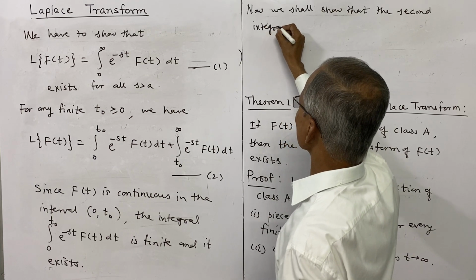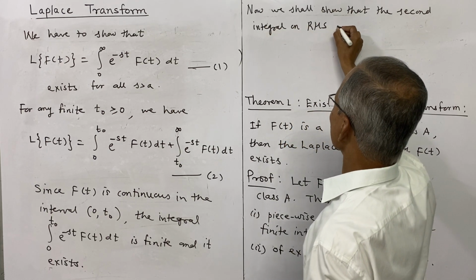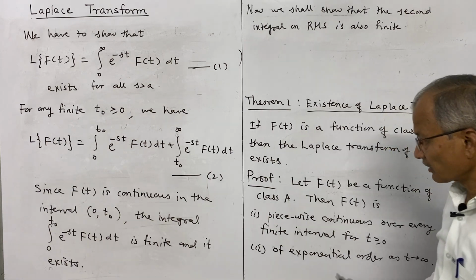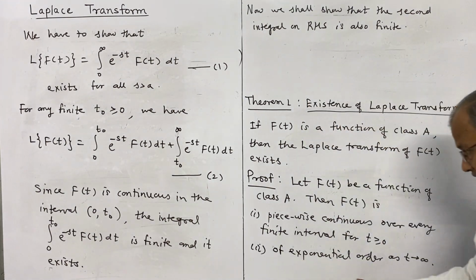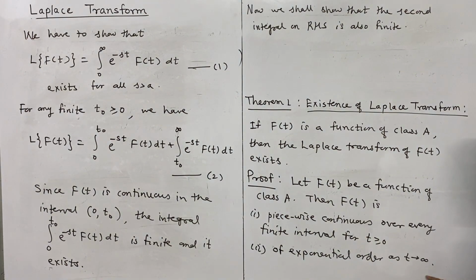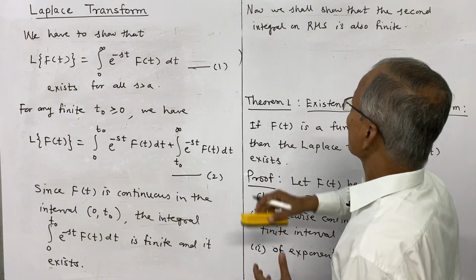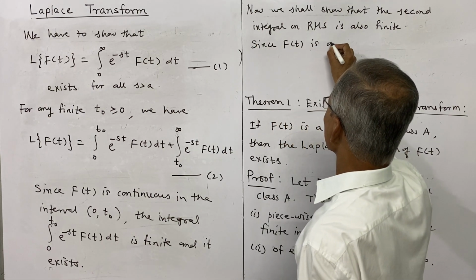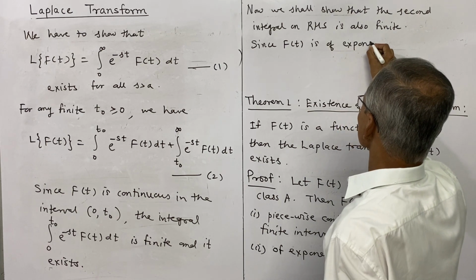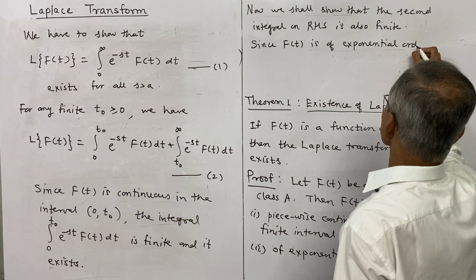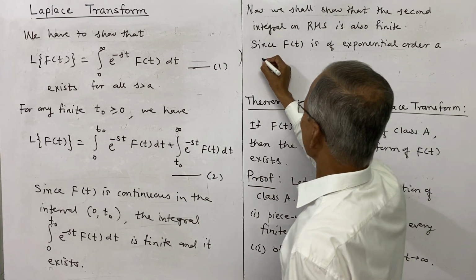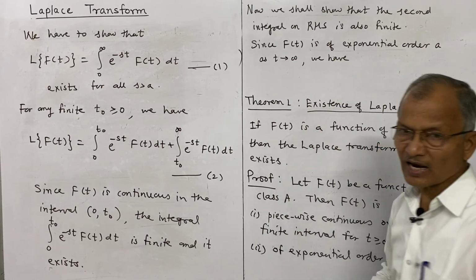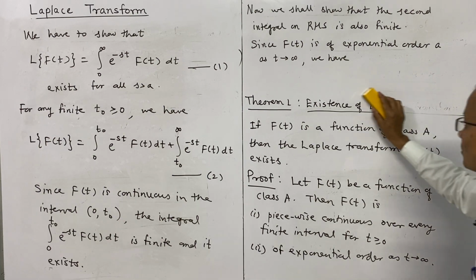The second integral on the right-hand side of 2 is also finite. Now for that purpose we shall use this second condition, that is, f of t is of exponential order as t tends to infinity. Since f of t is of exponential order A, we will say, as t tends to infinity.